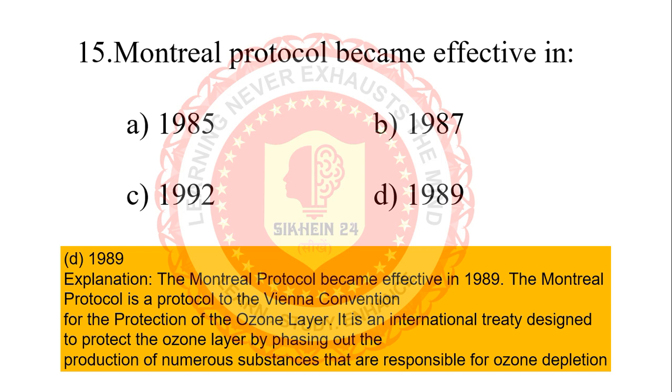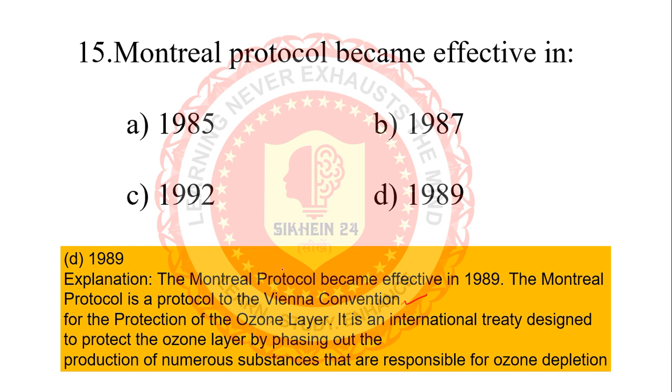1989. What is the Montreal Protocol? The Montreal Protocol is a protocol to the Vienna Convention for the protection of the ozone layer. It is an international treaty designed to protect the ozone layer by phasing out the production of numerous substances that are responsible for ozone depletion. Right? So that protocol is effective in 1989.